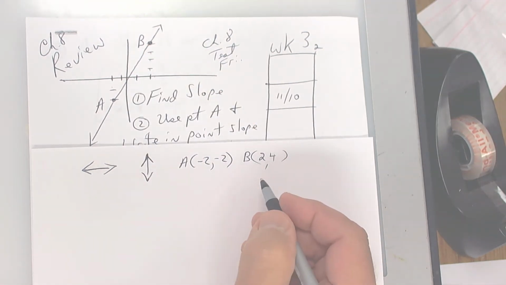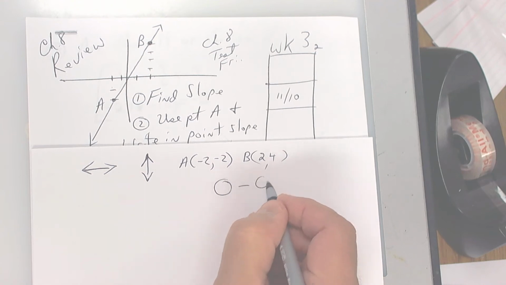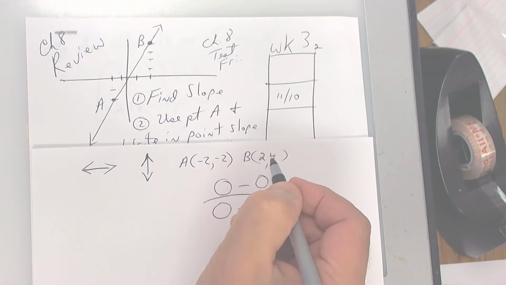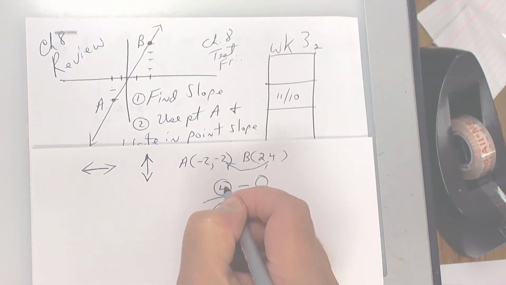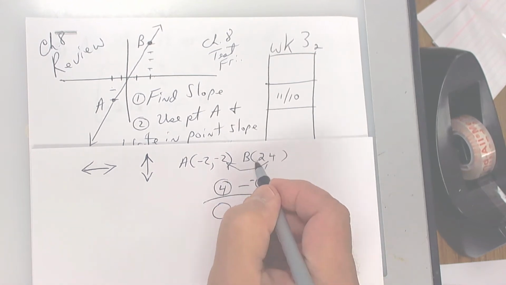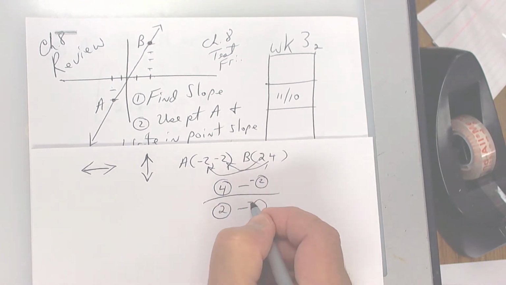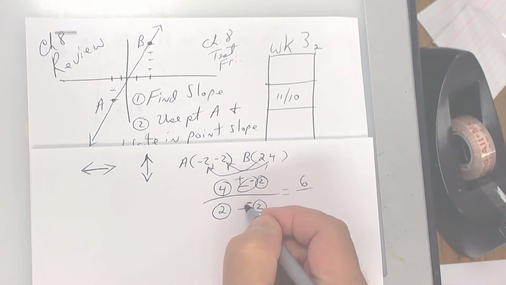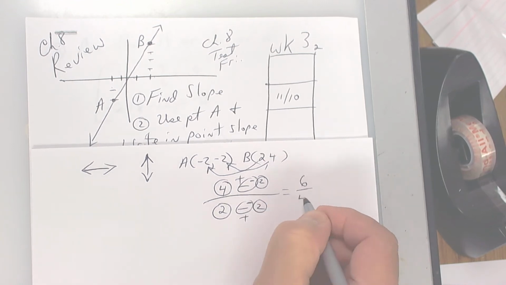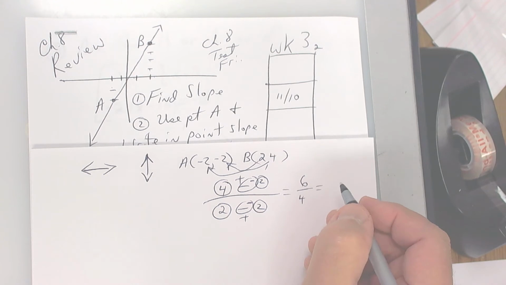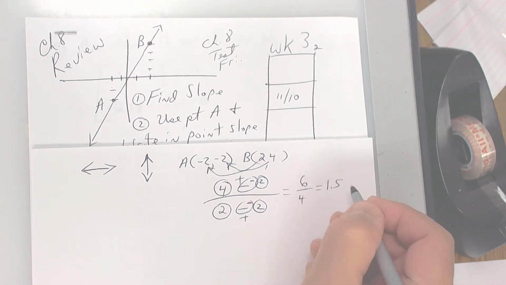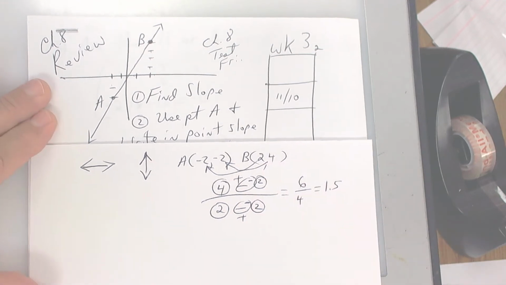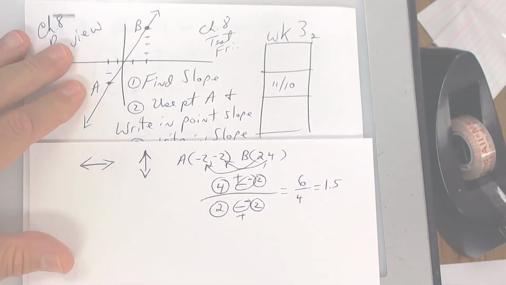Now, to get the slope, you put the bubbles. And I want to see these bubbles. Remember, the y's go on top. So it's going to be 4 and a -2, and then 2 and a -2. So this becomes a plus. This becomes a plus. So that gives me 6/4, which is 1.5. You can use it as 1.5. Now use point A, which is this one, and write in point slope form.